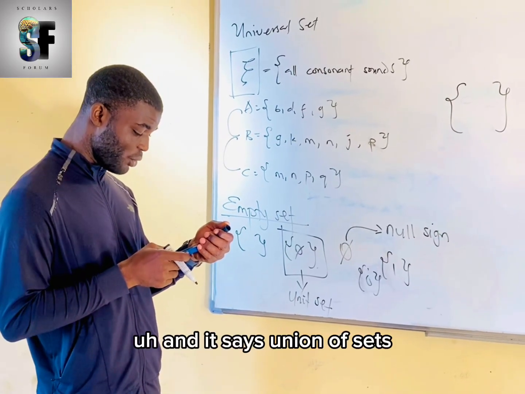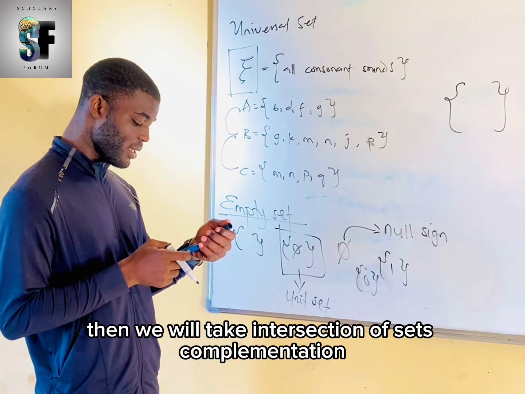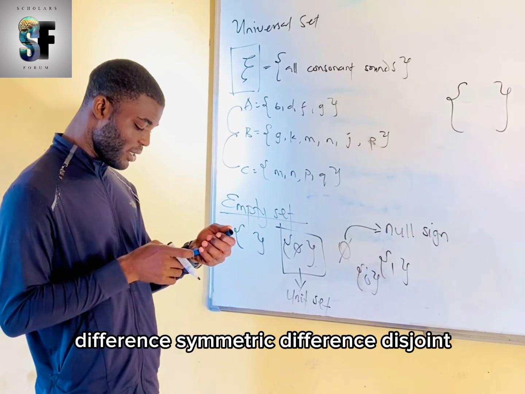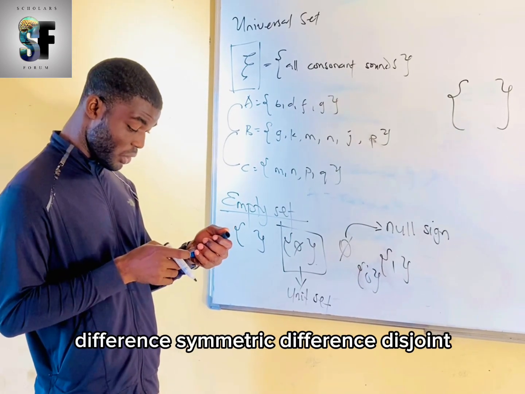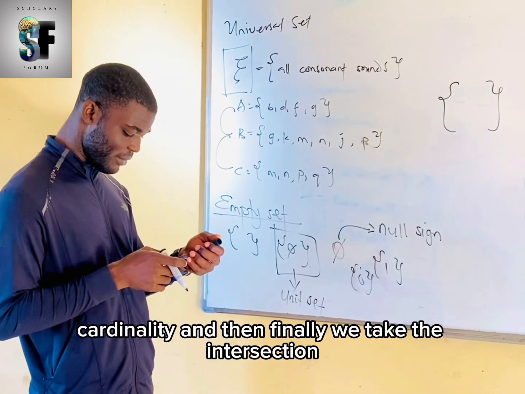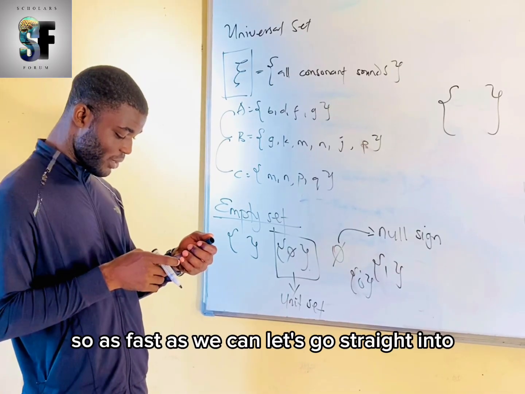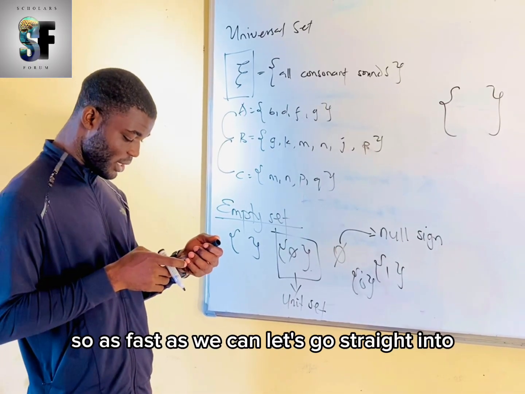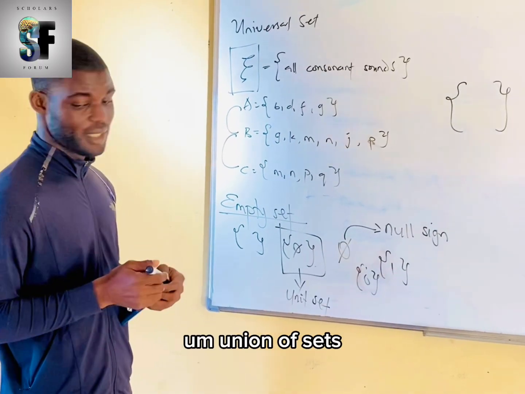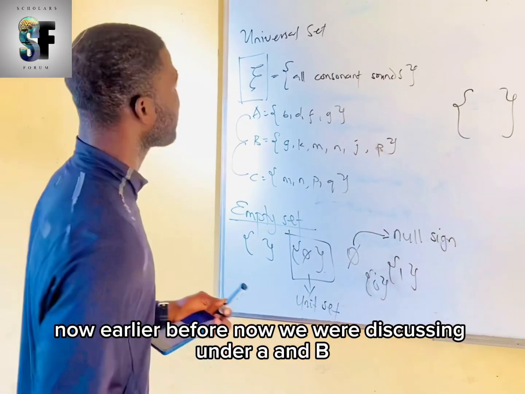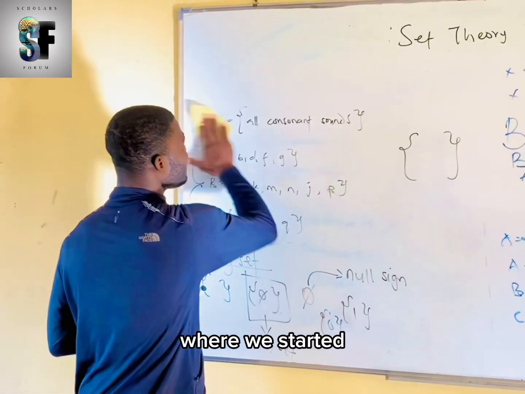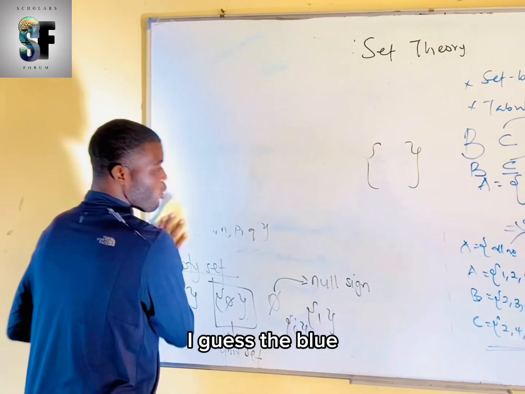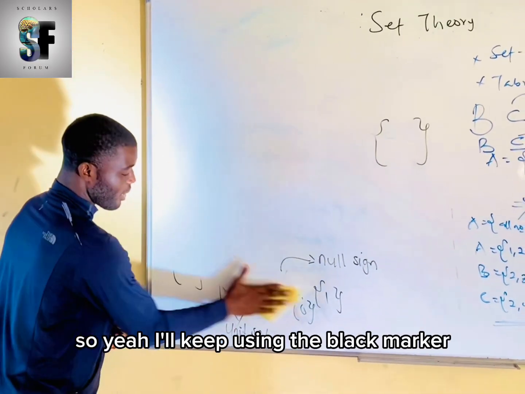It says union of sets. Then we will take intersection of sets, complementation, difference, symmetric difference, disjoint, cardinality, and then finally Venn diagrams. So as fast as we can, let's go straight into union of sets. Earlier, we were discussing under A and B when we started. I guess the black marker is easier to use, so I'll keep using the black marker.